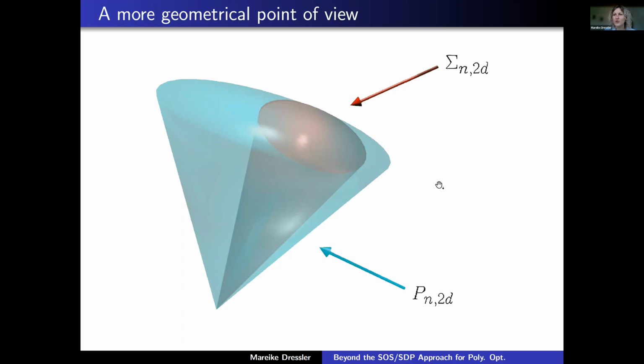And yesterday you learned about DSOS polynomials, and DSOS polynomials clearly also live inside of this SOS cone. So from the geometrical point of view, what we are interested in is finding another cone inside of this P sub n to 2d cone, which hopefully does not lie inside of this cone of sums of squares.